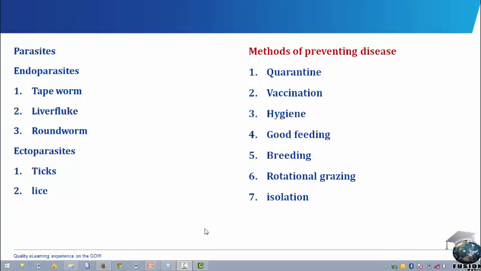The endoparasites are those parasites which live inside their host, while the ectoparasites are the parasites which live outside their host. Examples of the endoparasites are the tapeworm, ascaris or roundworm, and the liver fluke, while examples of the ectoparasites are the ticks, lice, and mites.